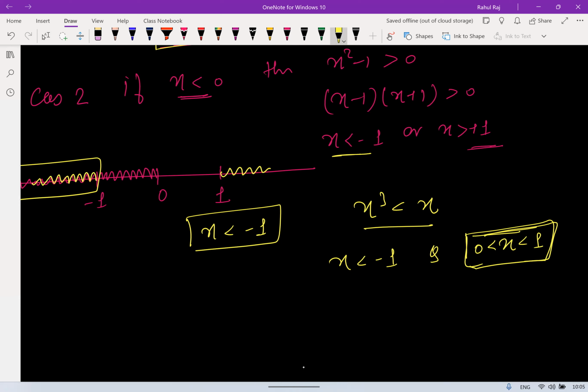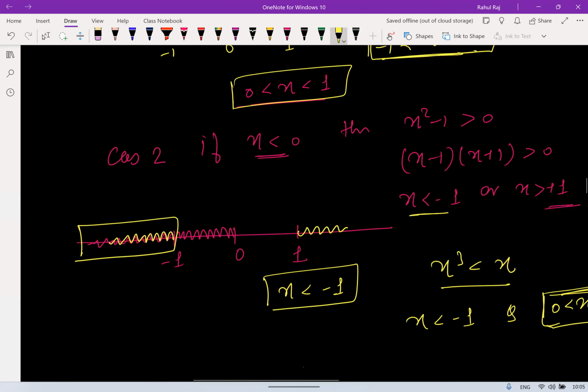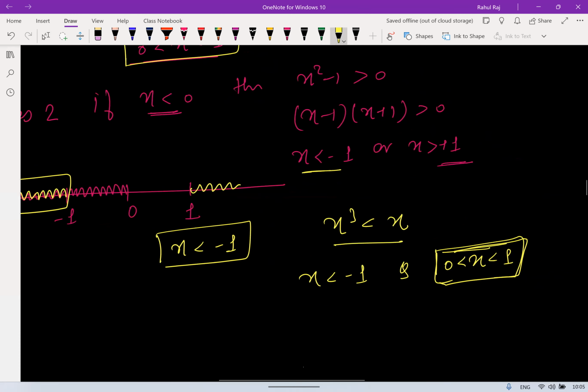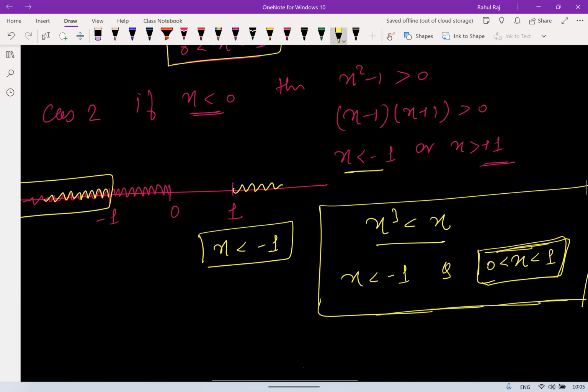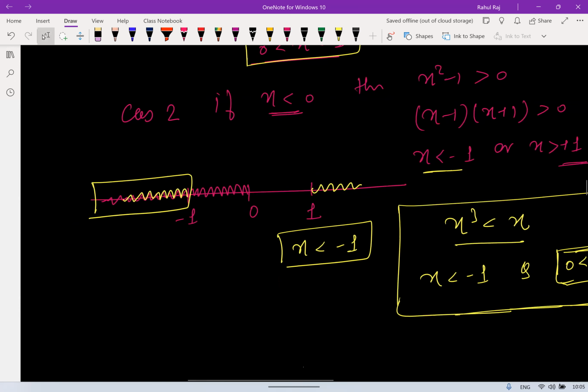No, just checking if all four are different. As in x cube is greater than x, x cube is less than x, x square is greater than x. Everything is different. 100%. There is no doubt about it. 100% things will be different. Any problem? No.